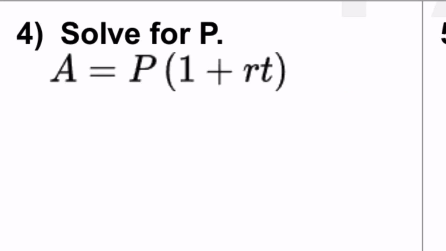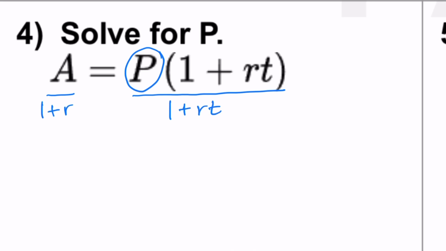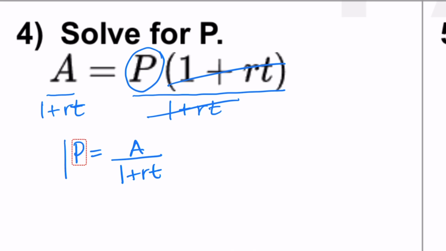For question number 4, you want to solve for the letter P. And so because this is P times whatever's in the parentheses, it's really only one step. So you're going to divide both sides by all the items that are inside the parentheses, because they work as like a package deal. They all move together. So this cancels out, and so you're left with P is equal to A over 1 plus RT, and we're done.